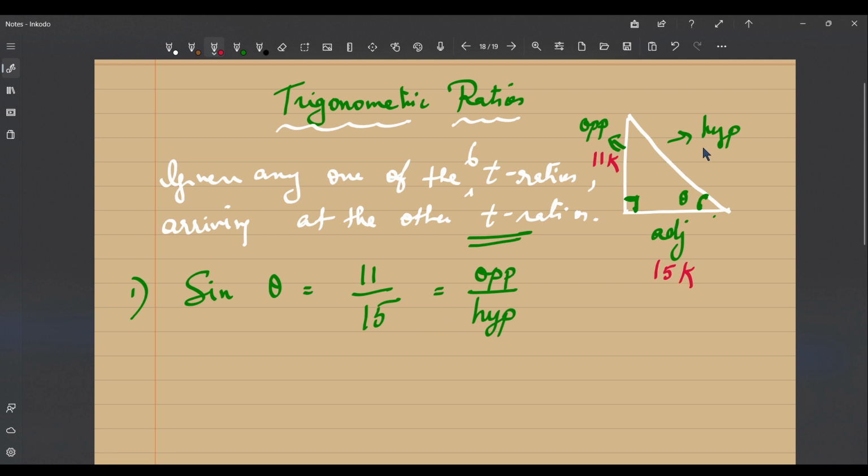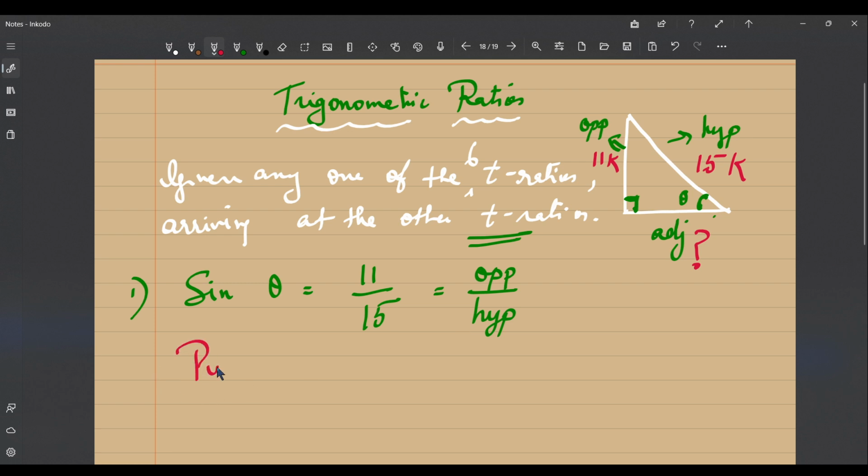So, now what can be the hypotenuse? I have made a mistake. This is opposite by hypotenuse, it's not opposite by adjacent. So, my hypotenuse is 15k. Hypotenuse is 15k, and we will have to find the third side, the adjacent side.